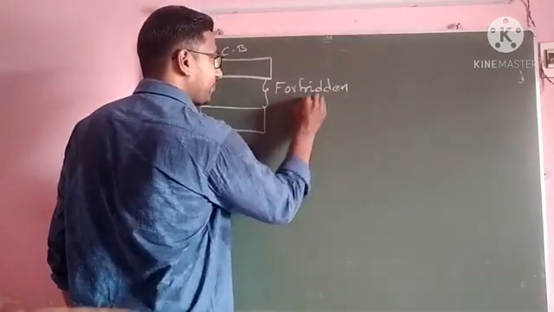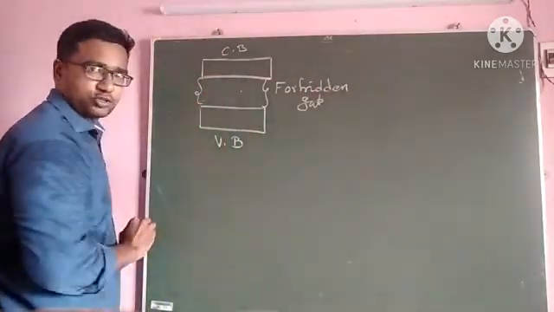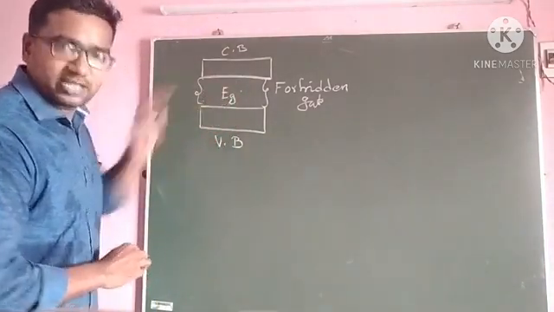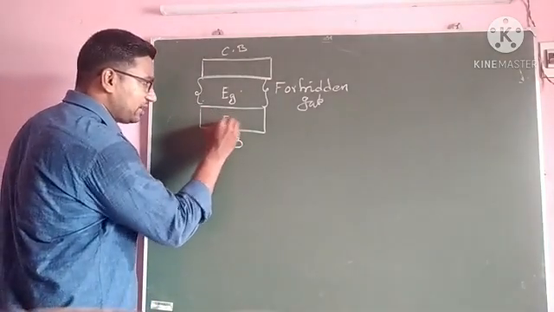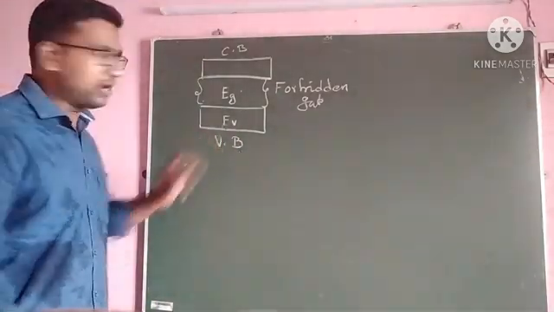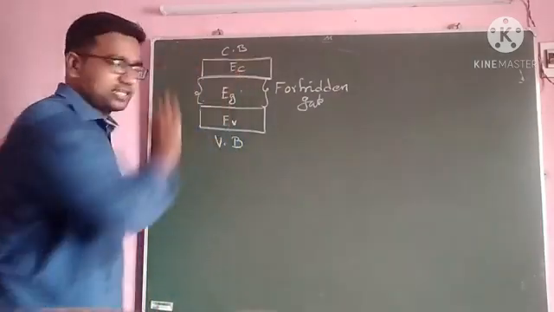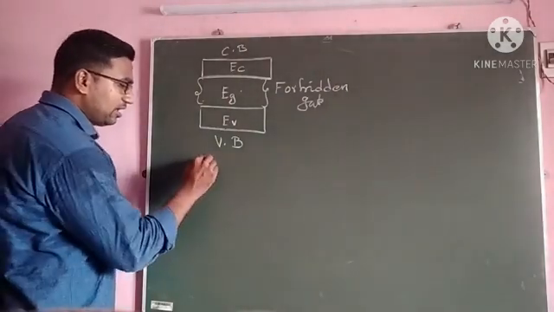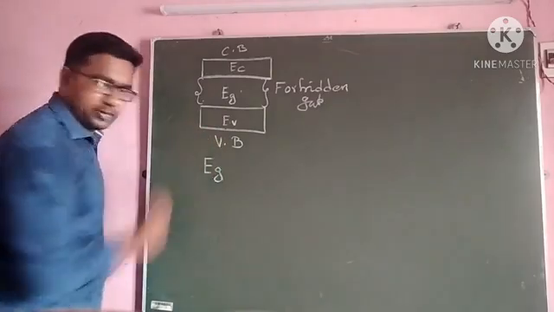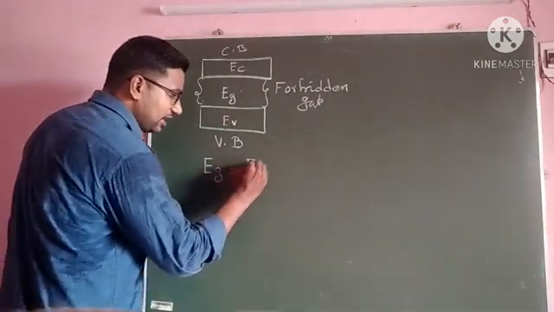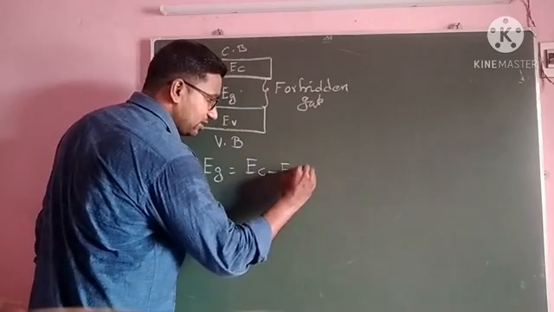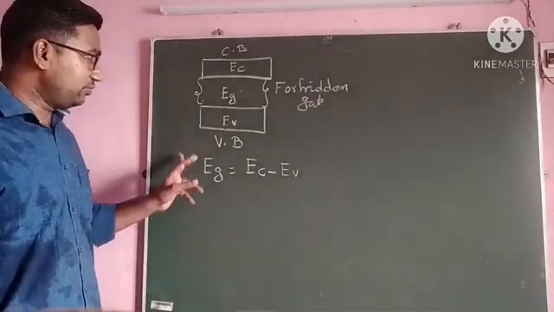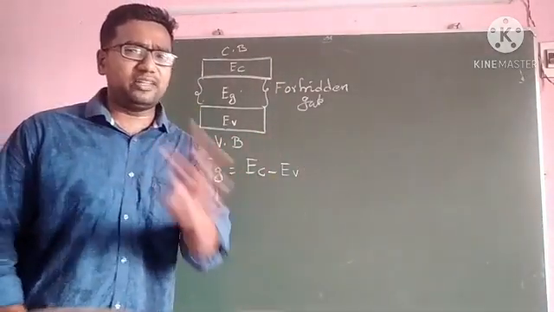Forbidden gap. It has a certain amount of energy, so I indicate it as E suffix G, the forbidden gap energy. In the valency band, EV is the energy in the valency band. EC is the conduction band energy. I am giving a formula. The forbidden gap energy can be calculated as Eg equals EC minus EV, the conduction band energy minus the valency band energy. By using this information, I am going to classify the three materials.